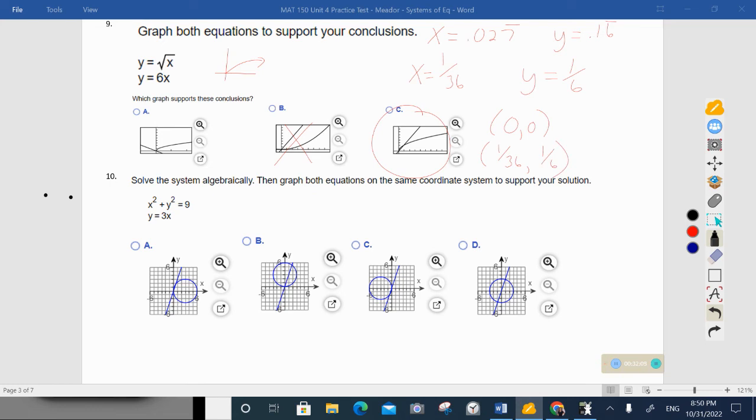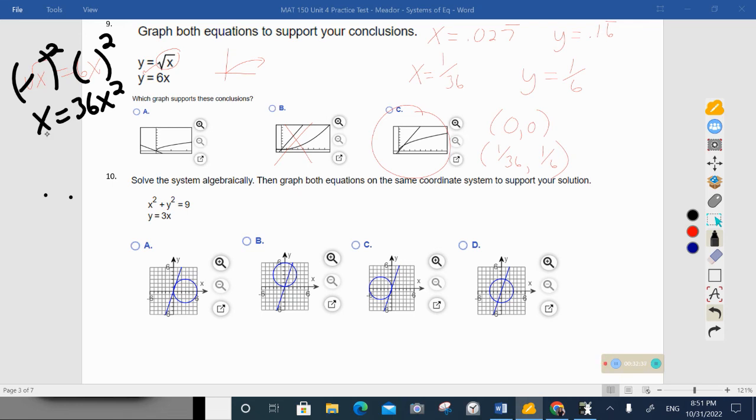Now, if we had done that algebraically, you would use substitution. Y is equal to y, so you would take what y equals here and plug it in right there. So the square root of x is equal to 6x. And to get rid of the square root, you would need to square both sides. The square root and squares cancel, leaving you with x. 6x times 6x is 36x squared.